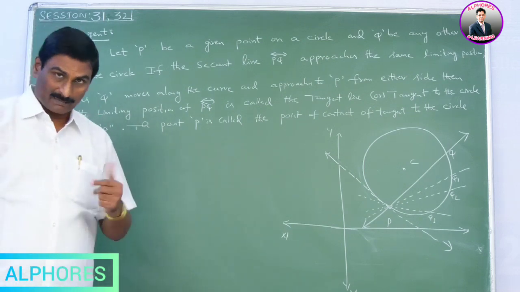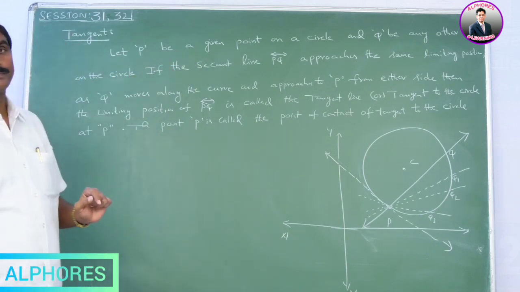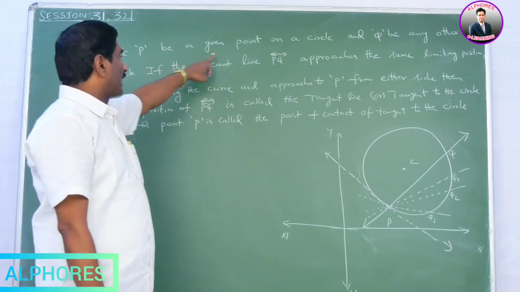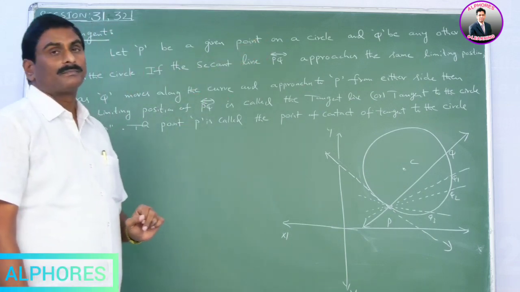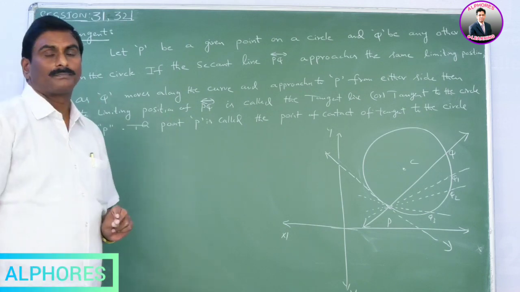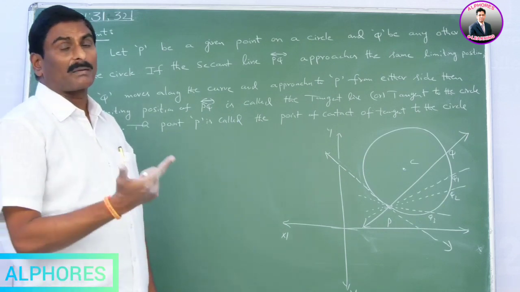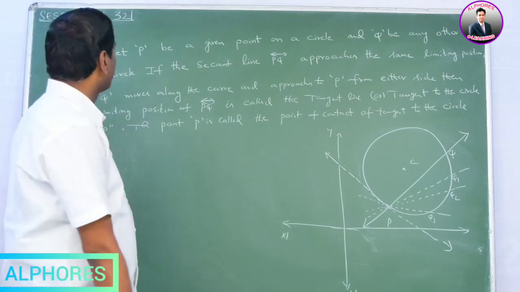Let P be a given point on the circle, and Q be any other point on the same circle.